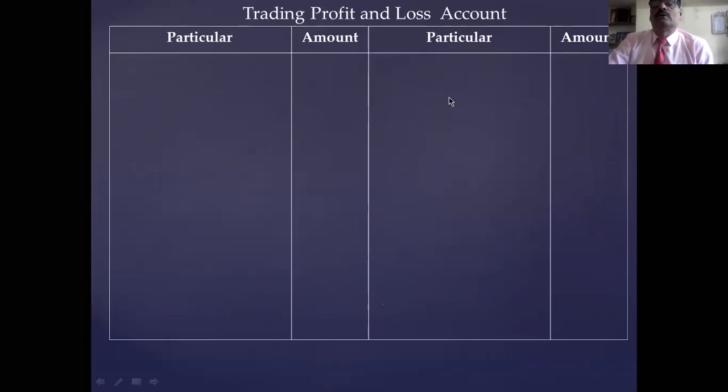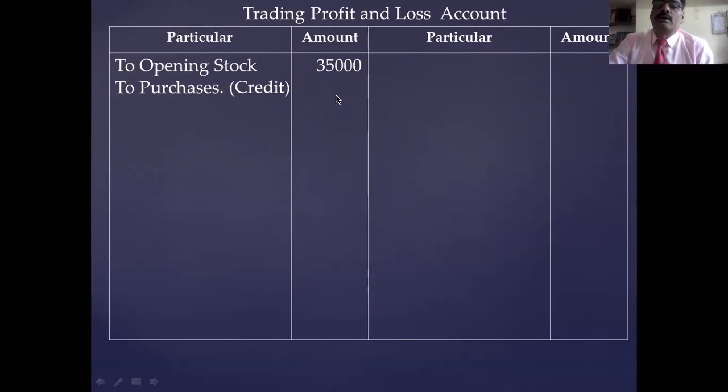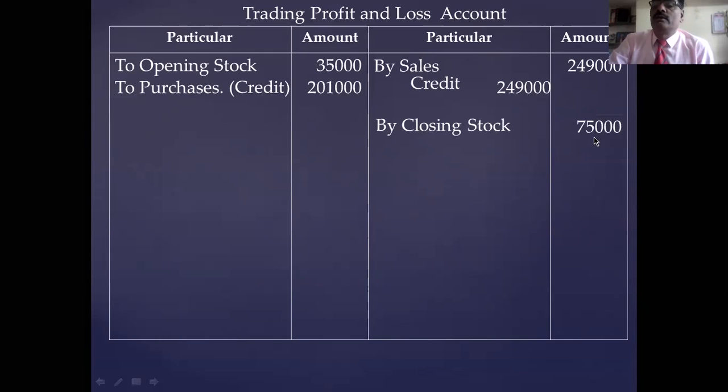This is trading profit and loss account. First, you take the opening stock 35,000. Second, purchases. There is only one purchase. You take that credit purchase, 2,01,000. Then there is no expense related with wages or manufacturing or production expenses. Therefore, directly I go to credit side sales. In the sales also there is only one, that is the credit sale, 2,49,000. The next item is closing stock. Closing stock is 75,000. These are the items related with the trading account.